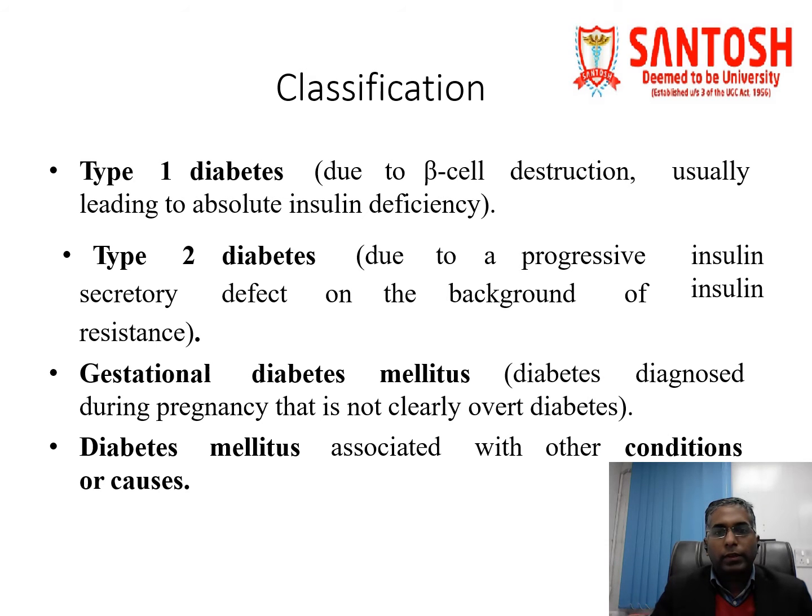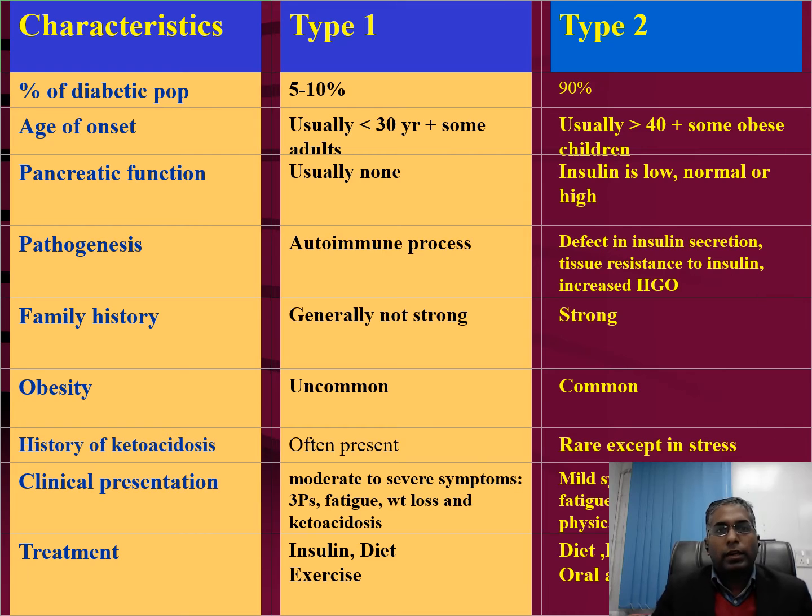Diabetes mellitus associated with other conditions or causes, we will have some words regarding this entity. This table shows the characteristic differences between type 1 and type 2 diabetes. And as you can see, 90% of patients are suffering from type 2 diabetes mellitus. Age is more than 40 in type 2 and usually less than 30 or younger in type 1 diabetes.